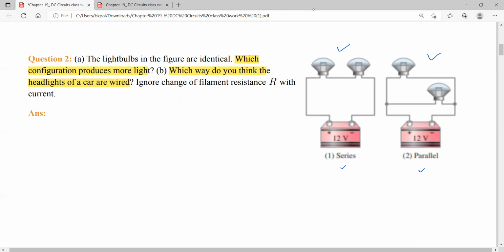Now for simplicity, let's say the resistance of this one is R, and the resistance of this one is also R. When they are connected in series, the equivalent resistance here will be 2R, so R plus R. But when they're connected in parallel, it would be something like this: 1 over R_eq equals 1 over R plus 1 over R, right? So it is 2 over R.